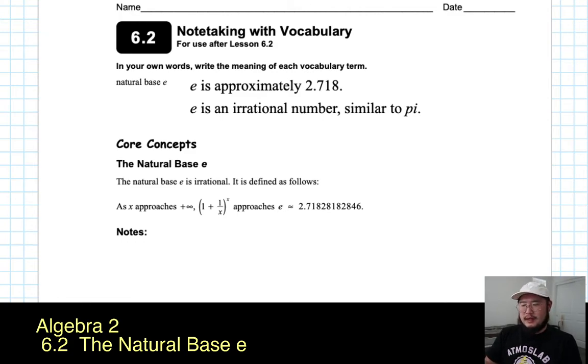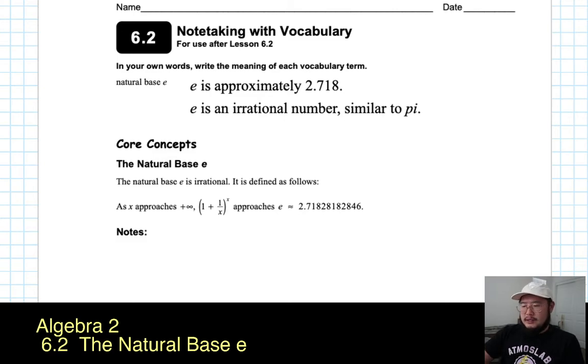Well, the natural base e, think of it as an irrational number, similar to pi, as I have right here in the notes. When you think of pi, you don't think of it as just a symbol, you equate that symbol to a number, and hopefully at this point you say it's 3.14. Well, that's pretty much the same thing when you see the letter e. e is approximately 2.718. And so when you see that letter e, that's pretty much what it represents.